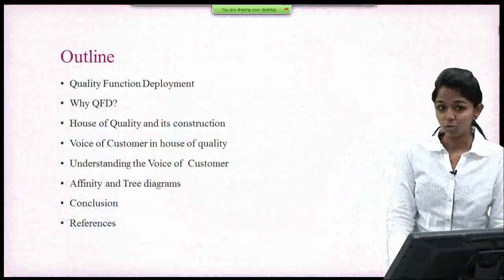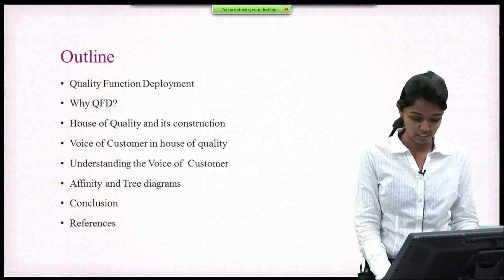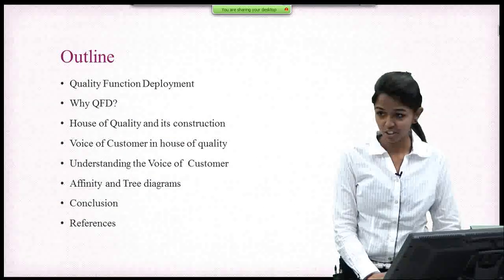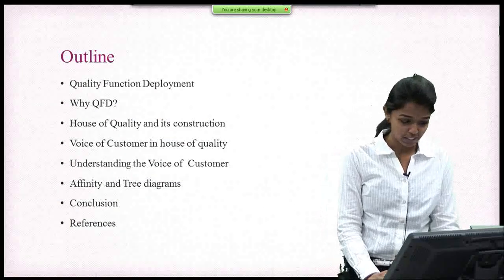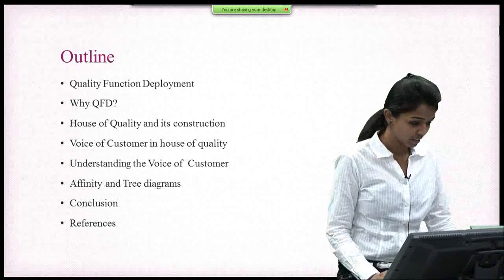I'm going to give a walkthrough of all the topics I'm going to talk about today. The outline is: what is quality function deployment, why do we use quality function deployment, the house of quality and its construction, voice of customer in the house of quality, understanding the voice of customer, and how we construct the affinity and tree diagrams.